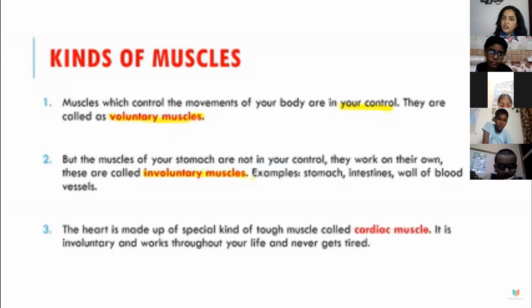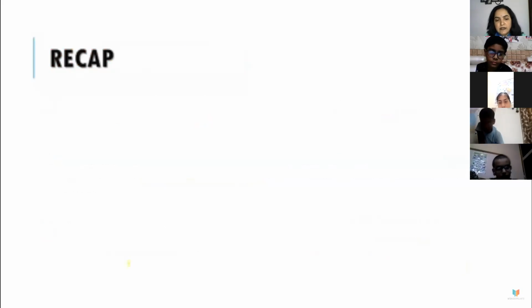Now we have a special kind of tough muscle, that is the cardiac muscle. It is involuntary, okay, and works throughout your life and never gets tired. So that is in our heart. Those muscles which are in our heart only are called the cardiac muscles. They are only present in the heart. Okay, and they are branched and have stripes also. So like them, only the voluntary muscles you can see.